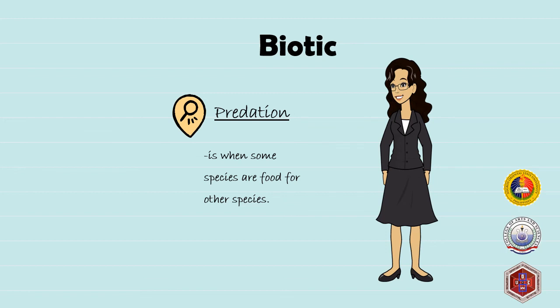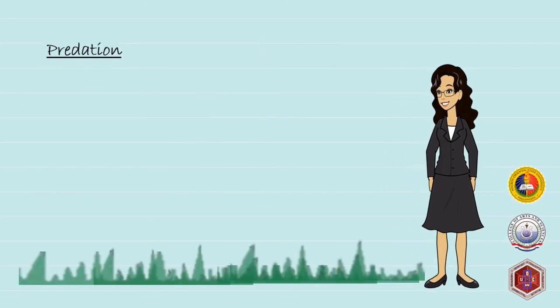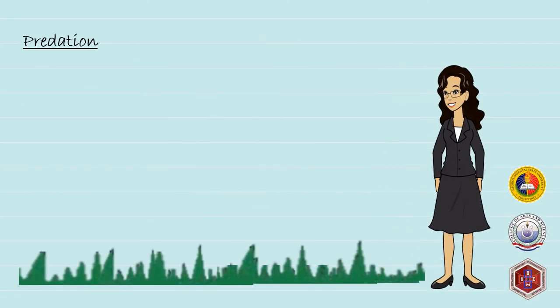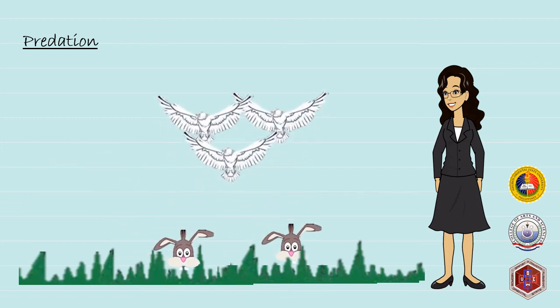Biotic, with predation as a limiting factor. As discussed earlier, predation is when some species are food for another species. For example, rabbits eat grasses, and hawks eat rabbits. When there is a scarcity of resources, competition occurs.